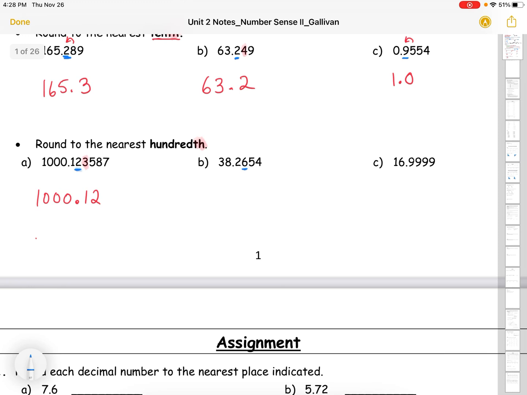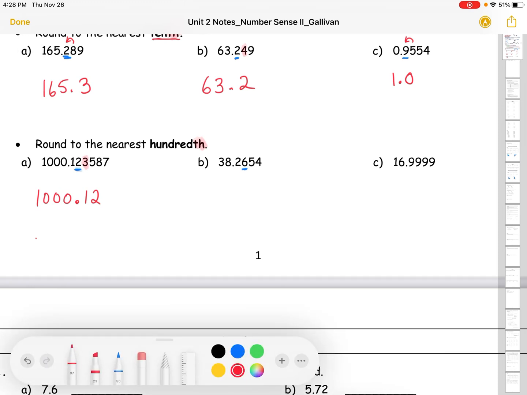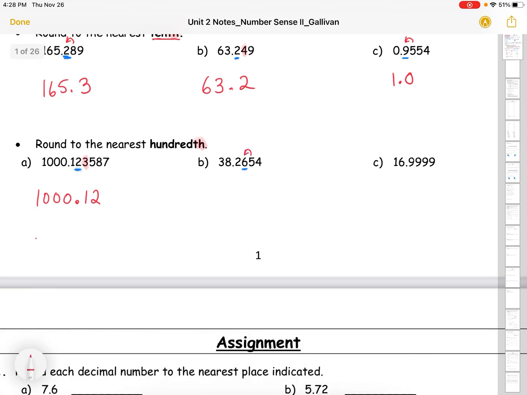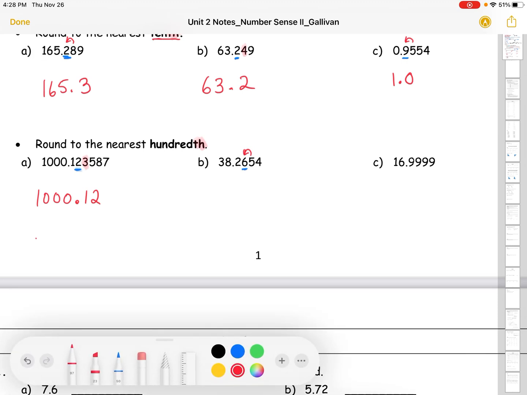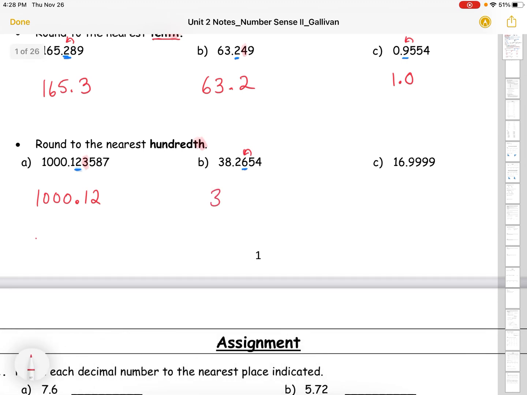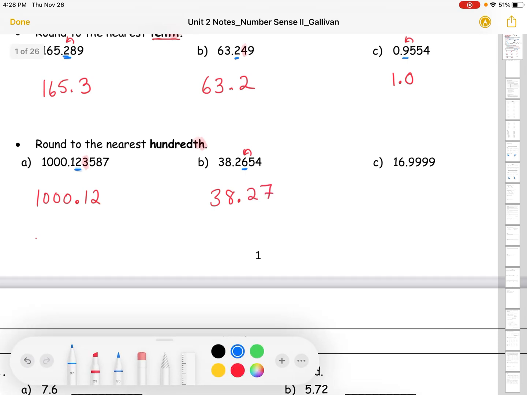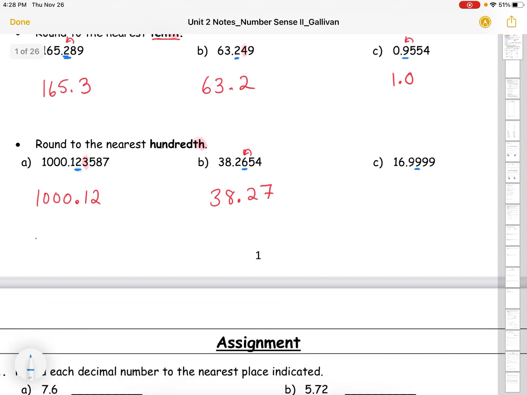Okay, let's look at this one. In the hundredths, there's a 6. And we're going to look at the number to the right. It's a 5, so it will round it up. So we'll get 38.27.